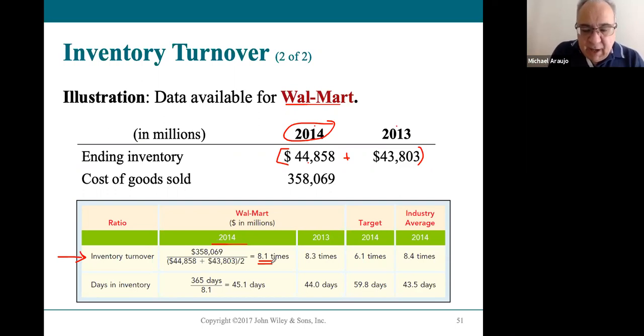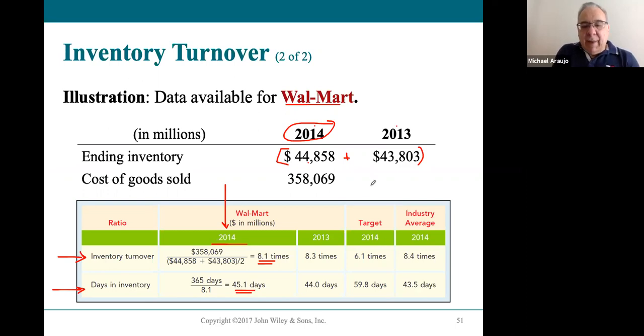Now that we know it's 8.1 times a year, you can divide that into 365 to say that basically every 45 days in 2014, Walmart has sold out of its store. It's selling the store out every 45 days. Just outrageous.